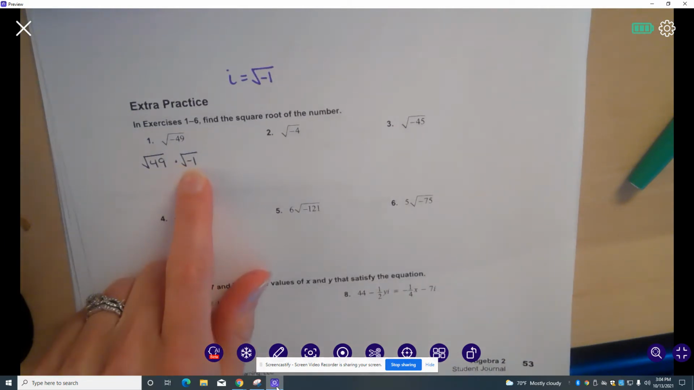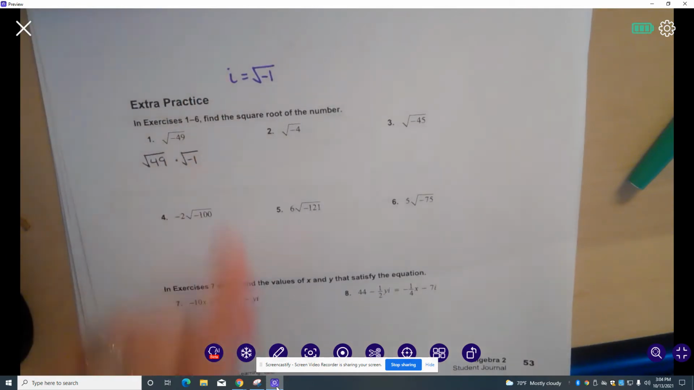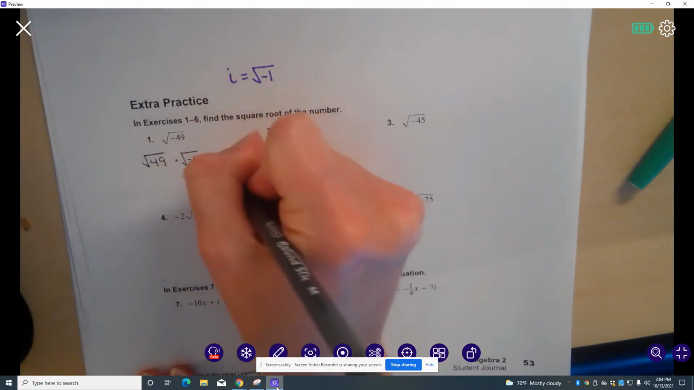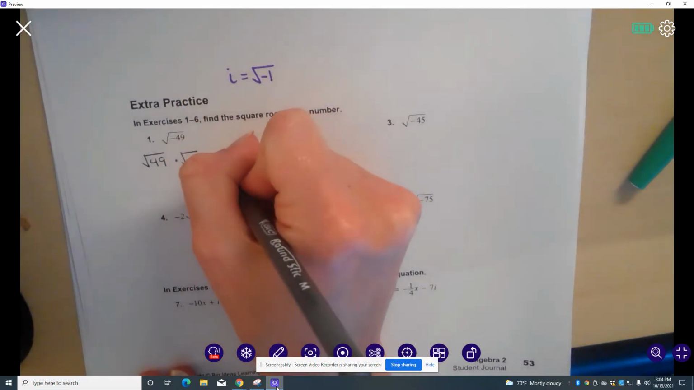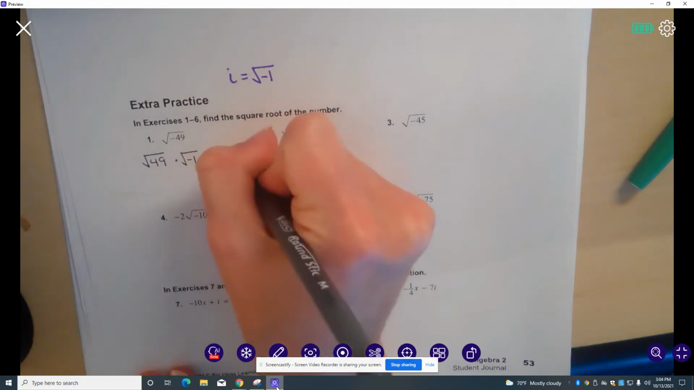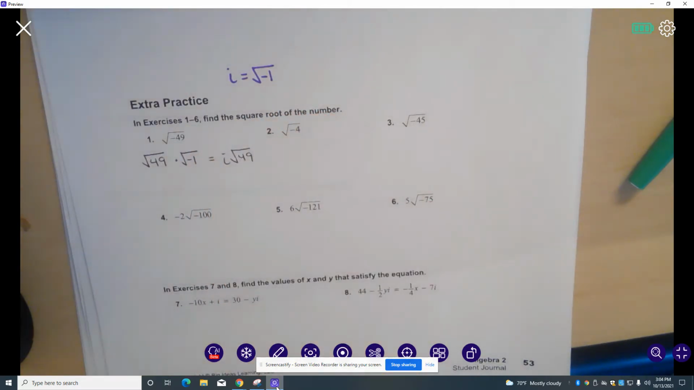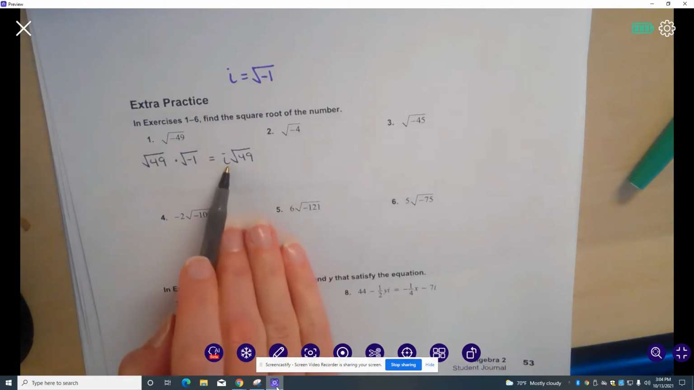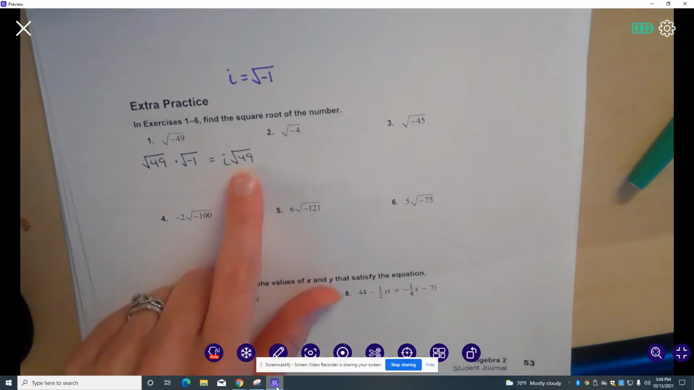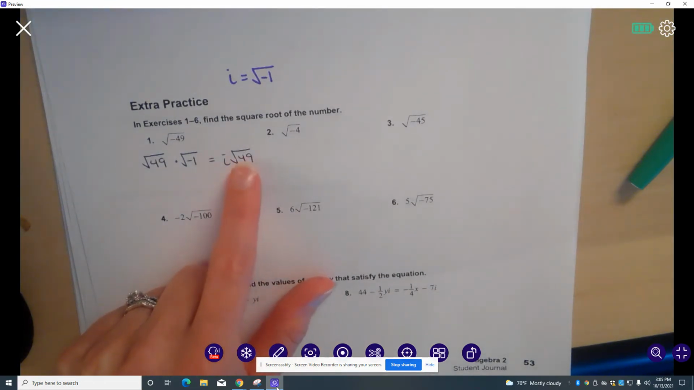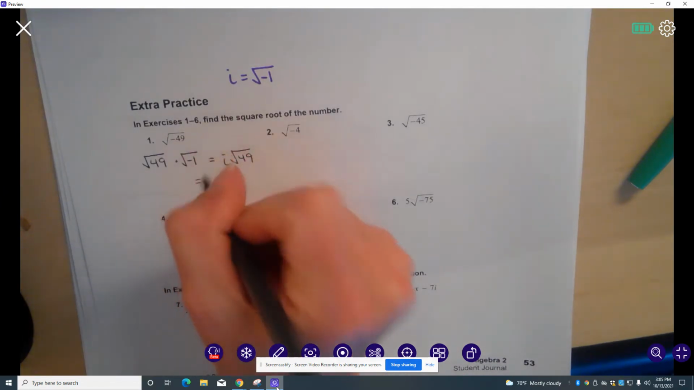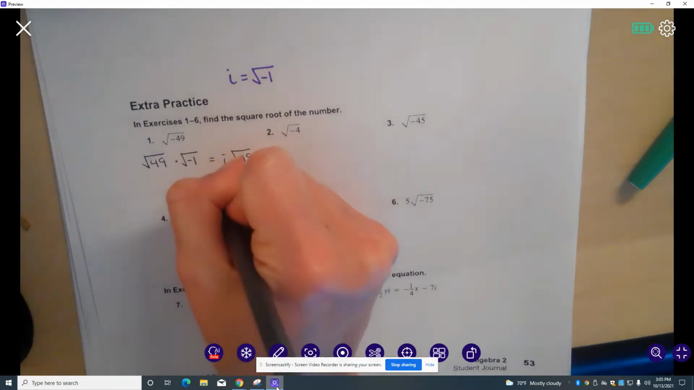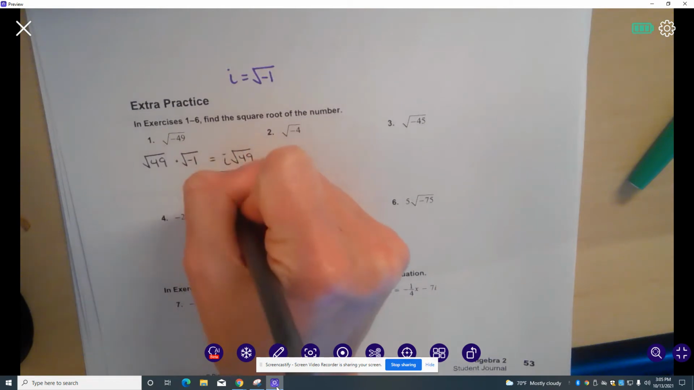Well, the square root of -1 is i. So this is equal to the square root of 49 times i, or i times the square root of 49. We will always put the i in front of the square root. And so now I'm going to take the square root of 49. The square root of 49 is 7. So my final answer is 7i.